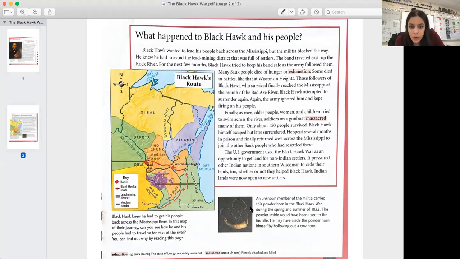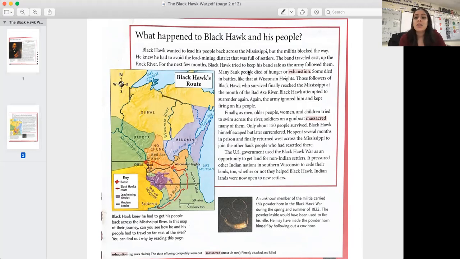And we see this picture here. It's an unknown member of the militia carrying this powder horn in the Black Hawk War during the spring and summer of 1832. The powder inside it would have been used to fire his rifle. He may have made the powder horn himself by hollowing out a cow horn.